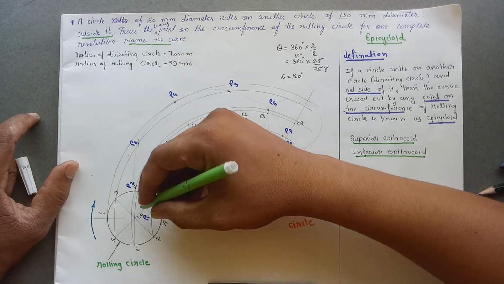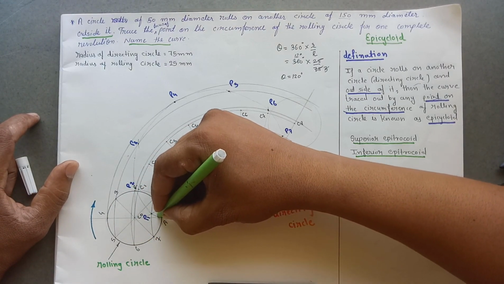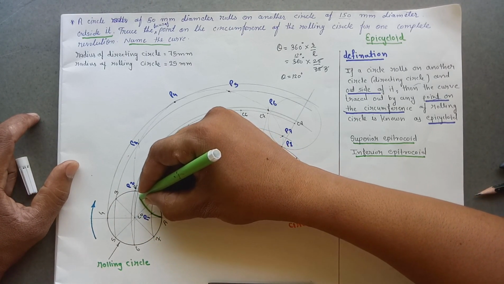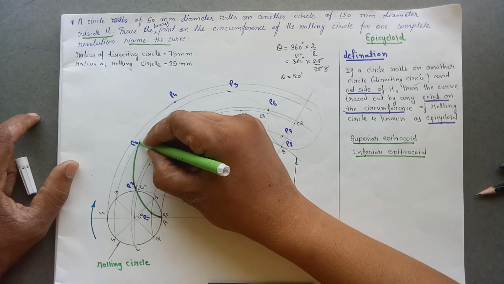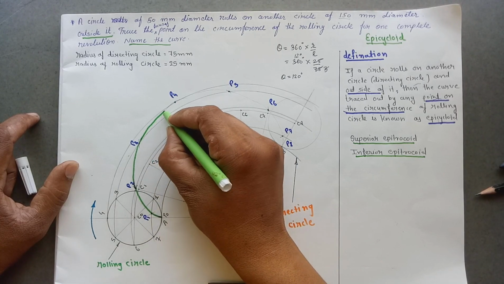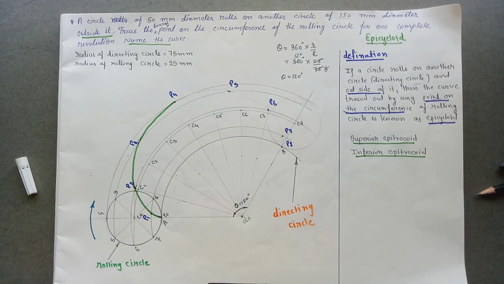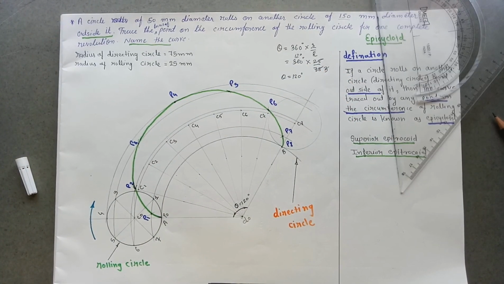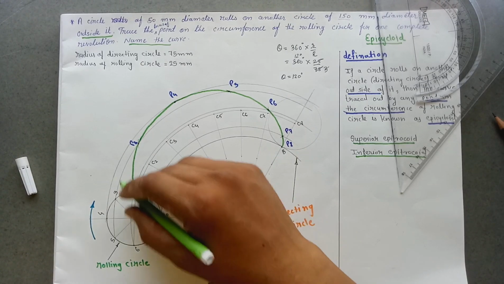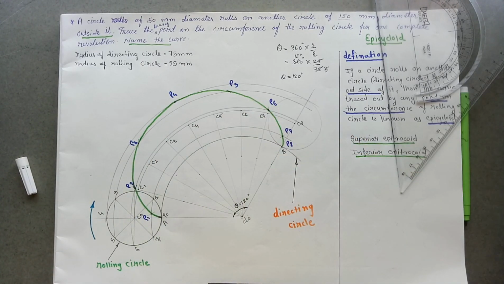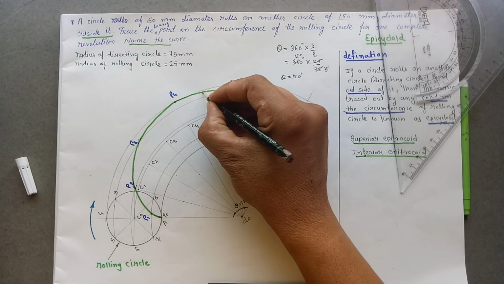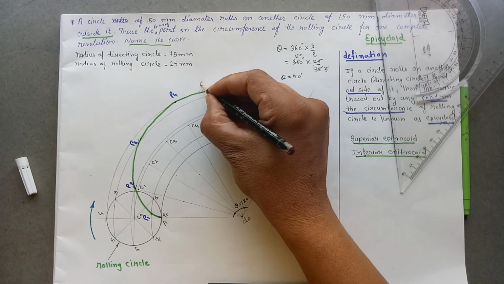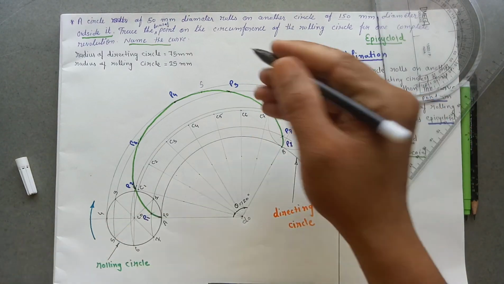Mark the points and draw the freehand curve passing through these points: P0, P1, P2, P3, P4, 5, 6, 7. So the curve will be the epicycloid. Now how to draw normal and tangent to the curve at any point. First of all, mark that point on the curve. Let us say that point is point S.